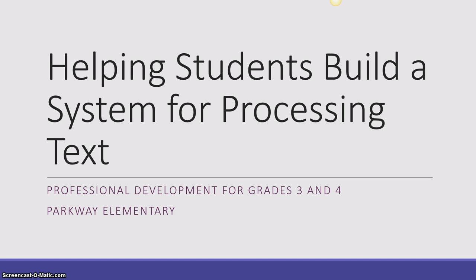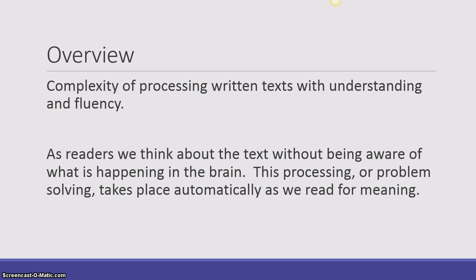I wanted to go ahead and have our professional development because it's the first month in November, and I'm so excited about starting our balanced literacy. Today we're going to take a look at helping students build a system for processing text. This professional development is for grades 3 and 4 here at Parkway Elementary. Today we're going to be talking about the complexity of processing written text with understanding and fluency.